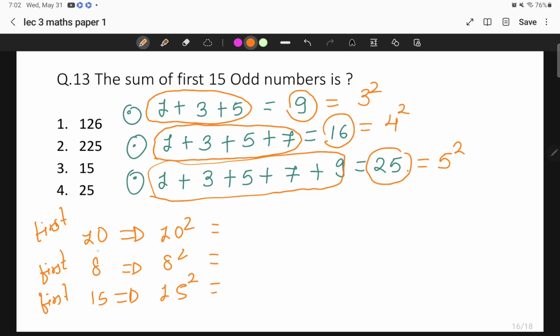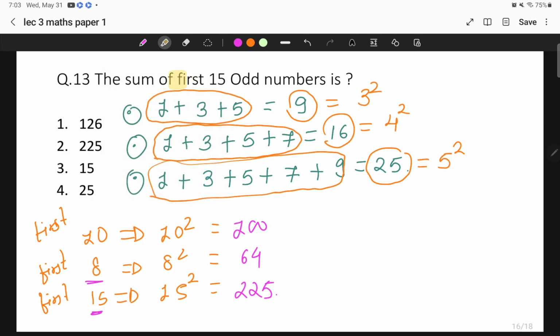That is, the sum of the first 10 odd numbers is going to be 100. The sum of the first 8 odd numbers is going to be 64. The first 15 odd numbers summation is going to be 225. Got it? So I hope you have learned this trick very carefully. Whenever they are talking about the first 15 odd, first 16 odd, first 2 odd numbers, first 7 odd numbers, first. Focus on my words.